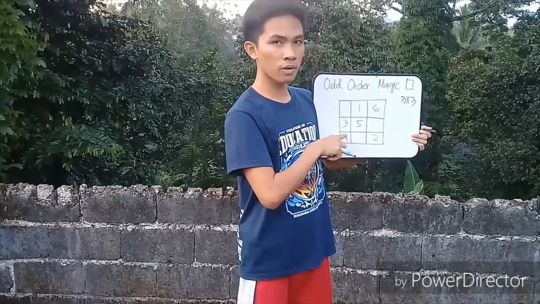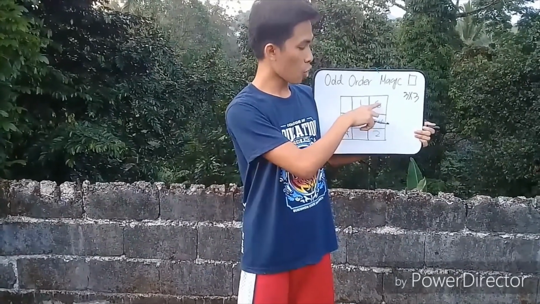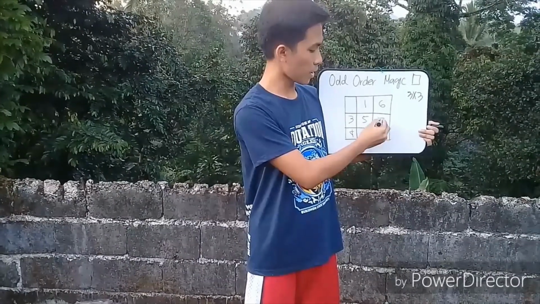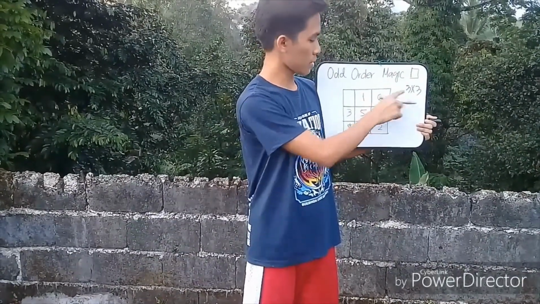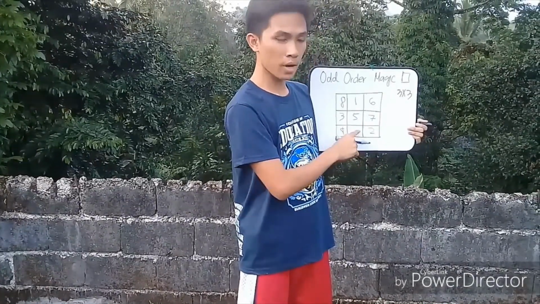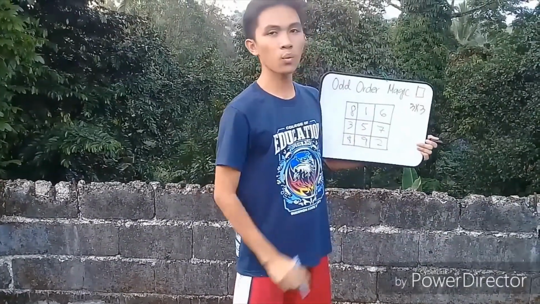Since we have number 4 already in this cell, let's go back to the number 6 and move down. So we have number 7. Move up, move to the right. We have number 8. Then move up, move to the right. And now we have completed the 3x3 magic square.